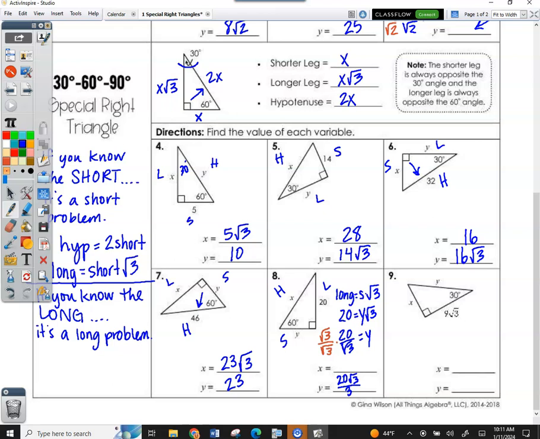Okay, now we need to get the hypotenuse. Okay, so we have the short, 20 root 3 over 3. We need the hypotenuse. Don't forget the relationship. It's just double. Be careful. When you double a fraction, you're only going to double the top number, right? You don't double both because then that meant you multiply by 2 over 2, which is just 1. So you want to double it. So if I'm doubling this, it'd be really crowded even more. 40 root 3 over 3.